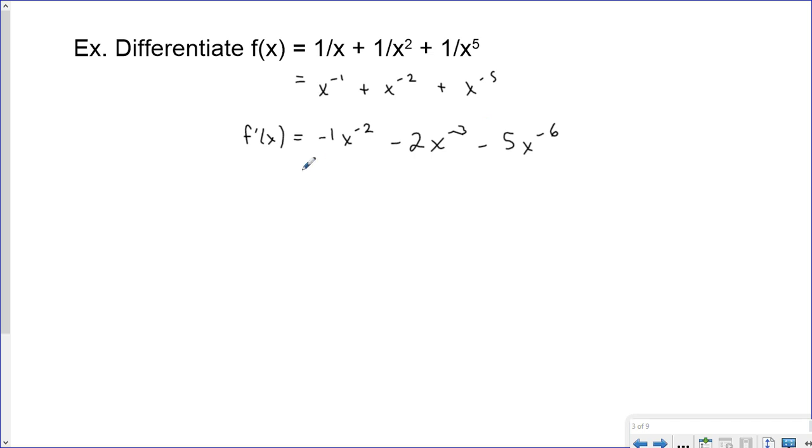Let's rewrite this again with positive exponents. So it would be negative 1 over x squared, negative 2 over x to the power 3, and negative 5 over x to the power 6. And that's our derivative function.